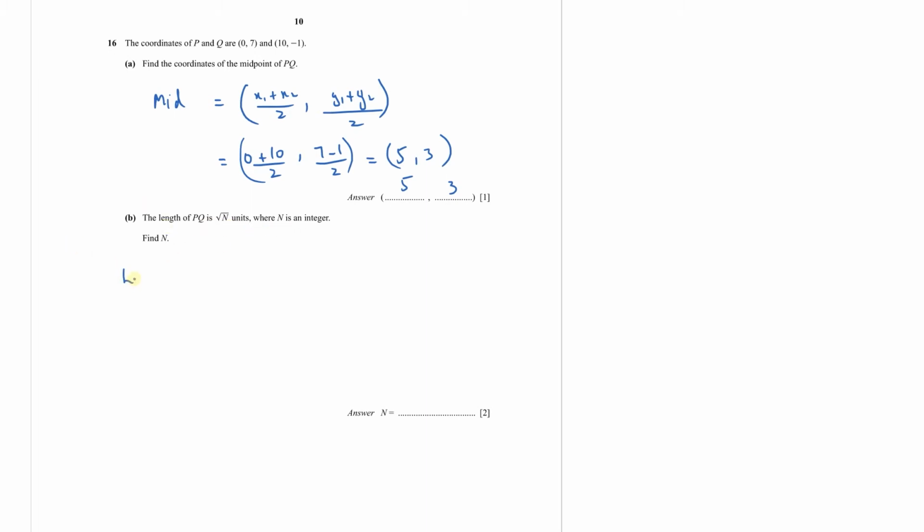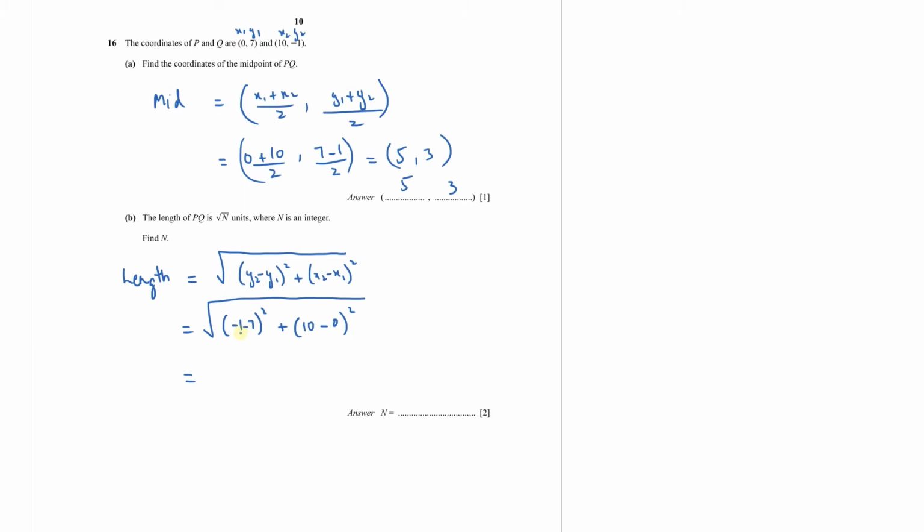Find n. You know the formula for the length of a line which joins 2 points P and Q. You have to find the distance between P and Q, which will give you the length of the line PQ. The length is the square root of y2 minus y1 whole square plus x2 minus x1 whole square. Let's call these x1 y1, x2 y2. So y2 is minus 1, and minus y1 will be minus 7, whole square, plus x2 is 10, 10 minus 0 whole square, and then the whole square root.